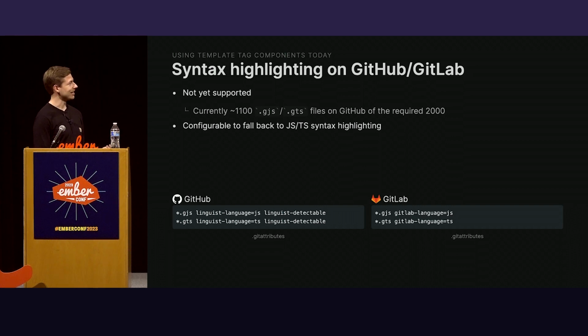There's actually a way to already start using it today with some syntax highlighting, by setting Git attributes, and both GitHub and GitLab support this. So via these configurations shown on the slides, you actually already get syntax highlighting as if it was JavaScript, which is not great, but at least, yeah, it's something.